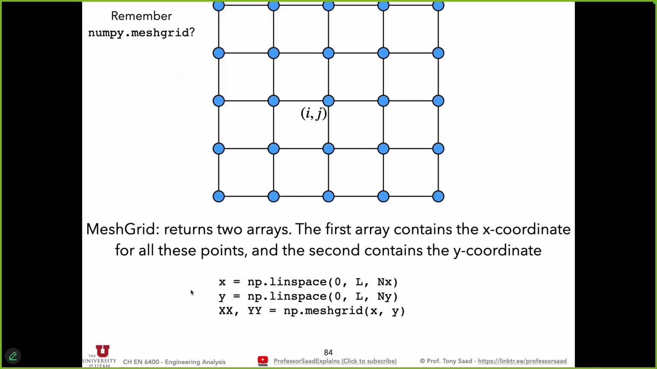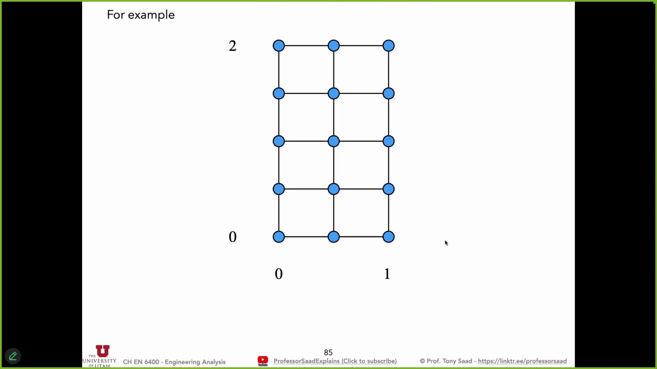Now together, you can pass them to an exponential distribution or a Gaussian, and you can combine them to create an initial condition. So let me give you an example, actually. This is an example where my length on the x-axis is 1, and my length on the y-axis is 2. On the x-axis, I'm putting 3 grid points, and on the y-axis, I'm putting 1, 2, 3, 4, 5 grid points.